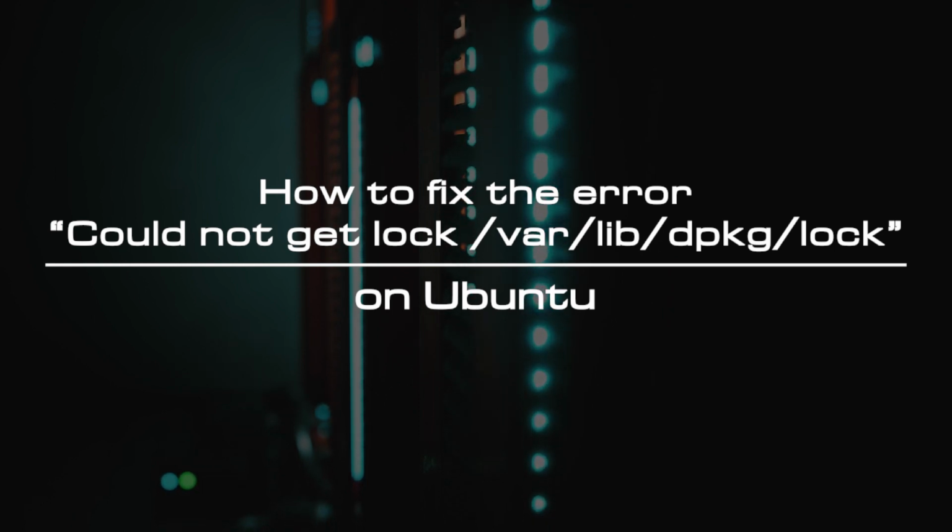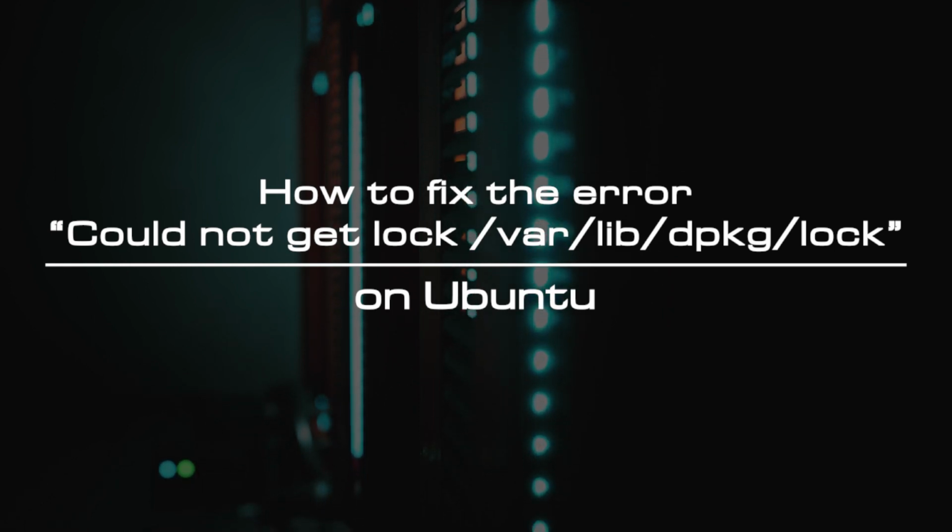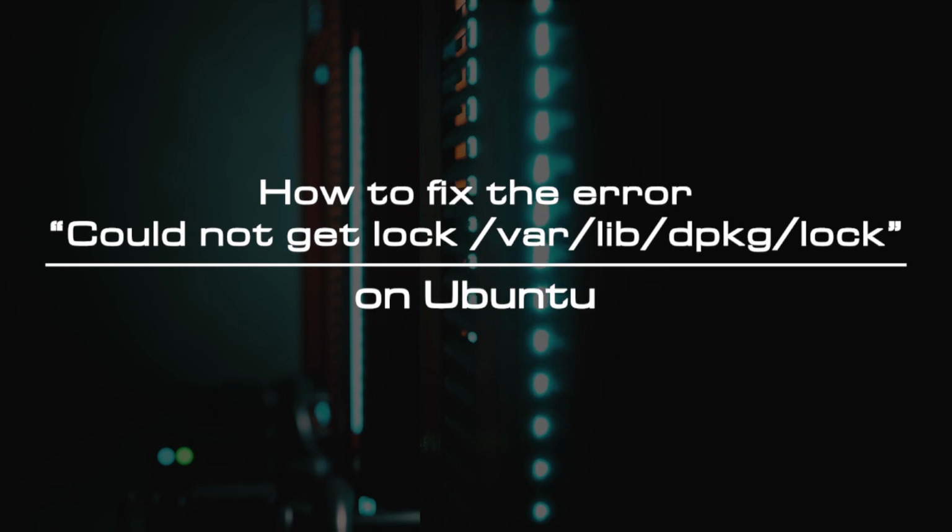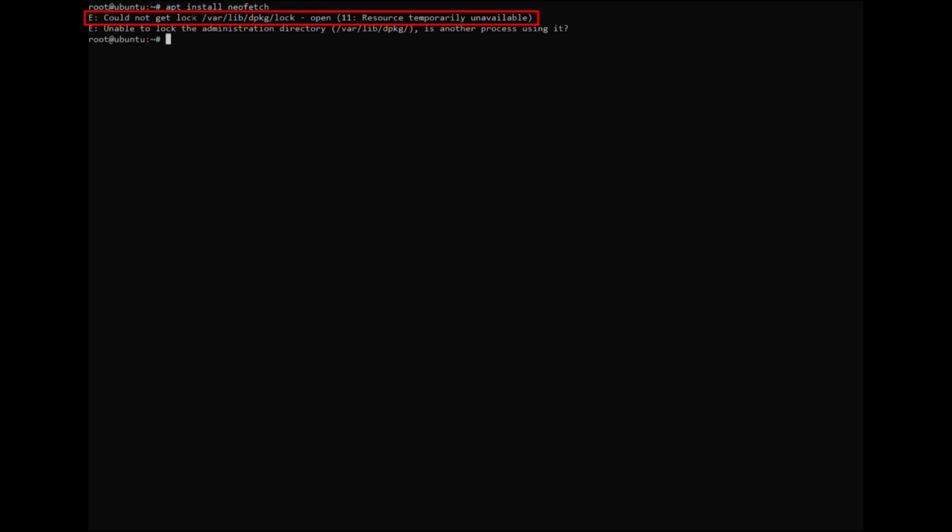Today, we will show you how to fix the error "could not get /var/lib/dpkg/lock" on Ubuntu. While using the apt command or the new apt package management tool on Ubuntu, you might have encountered the error "could not get /var/lib/dpkg/lock". This error can be so annoying, especially for new Linux users who may not know exactly the cause of the error. So, how can you solve this error in case you bump into it in the future?